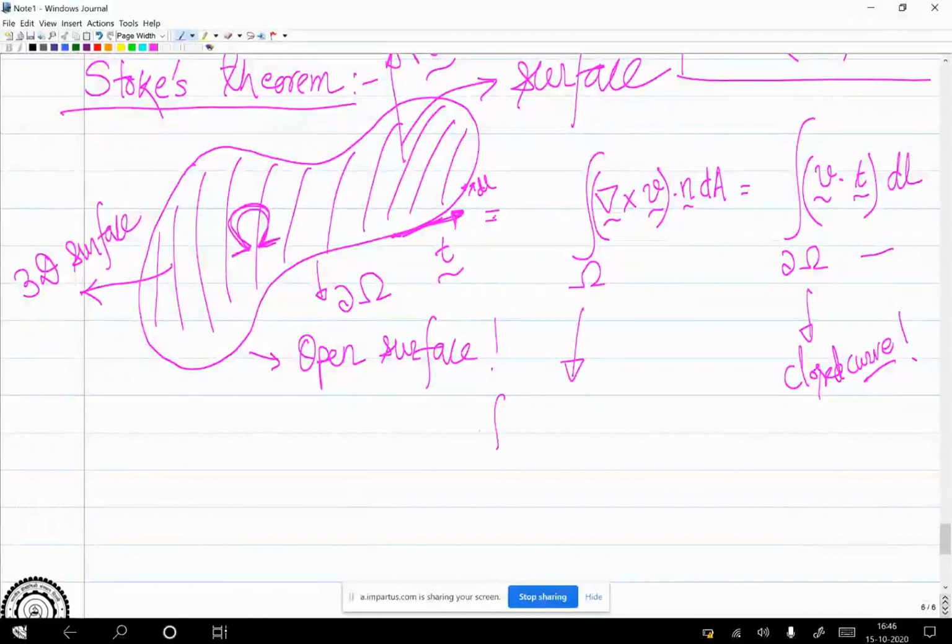So for any omega encompassed by del omega, you get the same value. This is what Stokes theorem says, because the right hand side is independent of the surface, right? So for any omega encompassed by a given del omega, the surface integral will be the same.